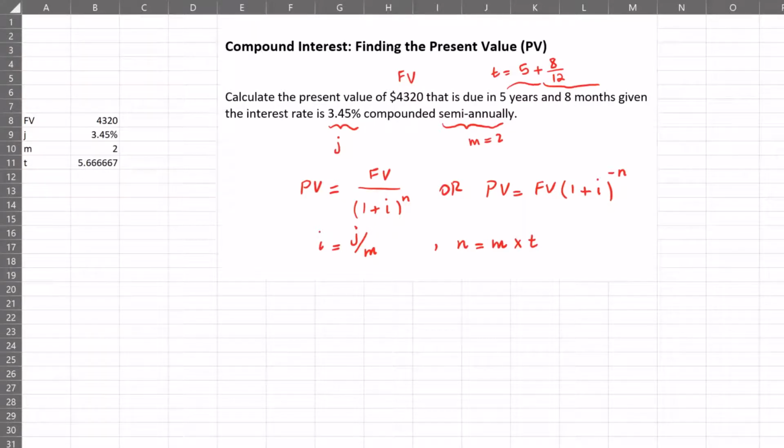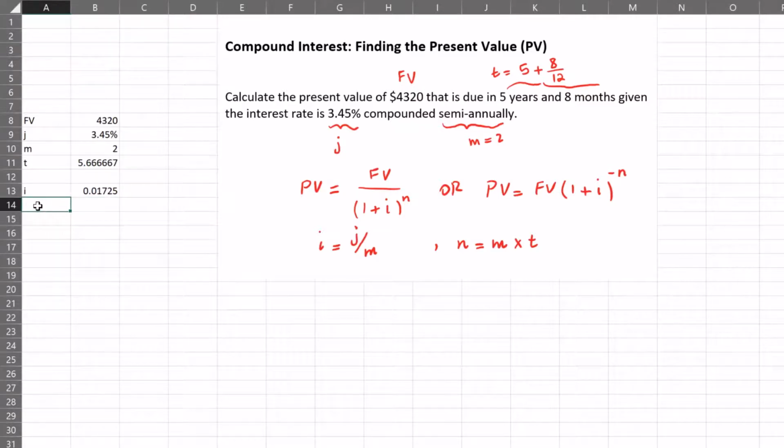So here i equals, again, because it involves an operation, division, we use the equal sign when you input the numbers. J is sitting in cell B9. So either you type in B9, or you can just select it using a mouse. Use a slash for division, and it's divided by M. M is here, and there you go. You press enter, and it gives you the periodic interest rate.